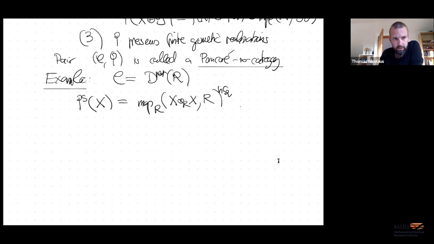Right, that's the same thing you would do if you would abstractly want to say what is the group of symmetric bilinear forms on a projective module. Then you would just say it's maps from X tensor R X to R, which are invariant under the flip C2 action.